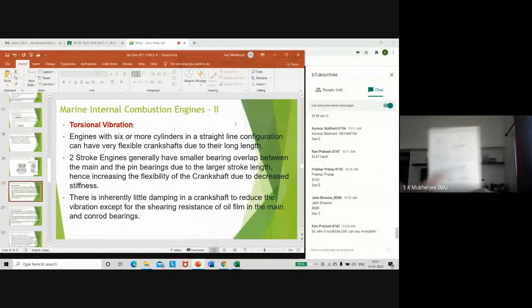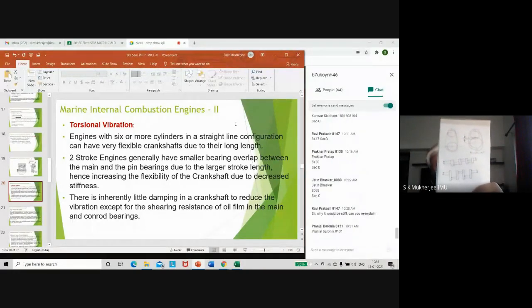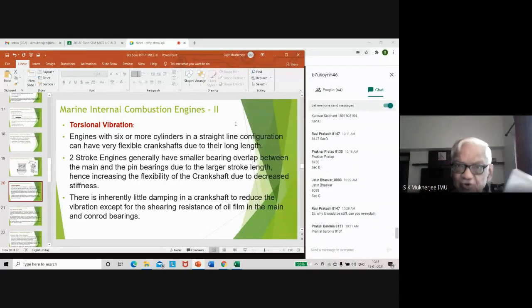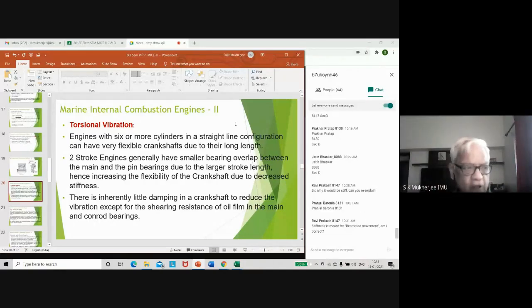So you see the upper one is much more stiff as compared to the lower one. So that is why the ones with the overlap are considered much more stiff as compared to the ones which has a long throw. All right. I hope you understand, Ravi.